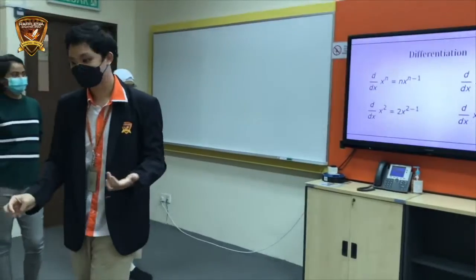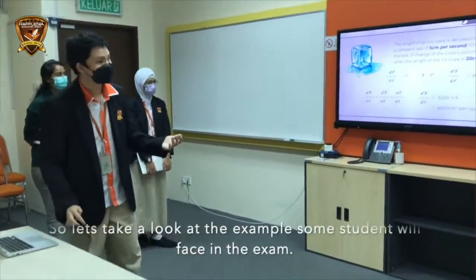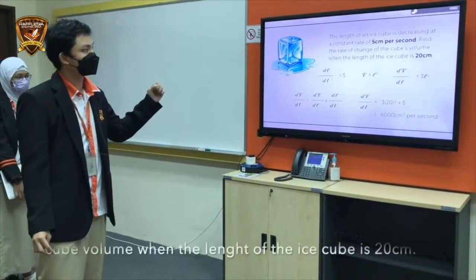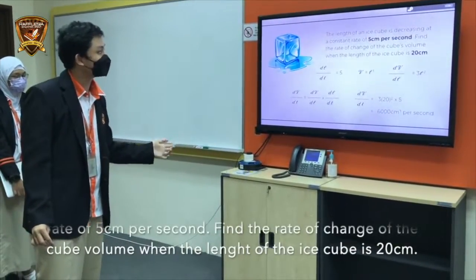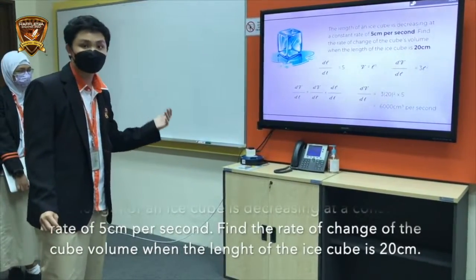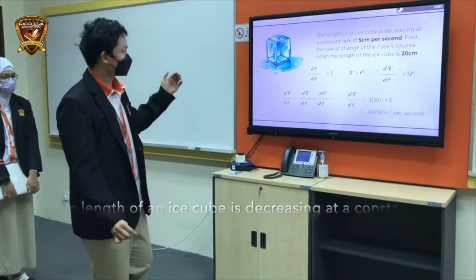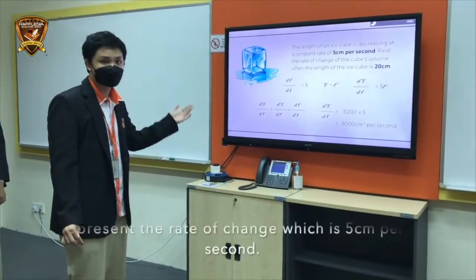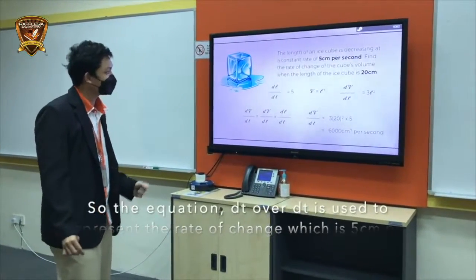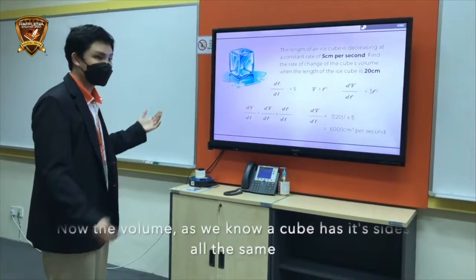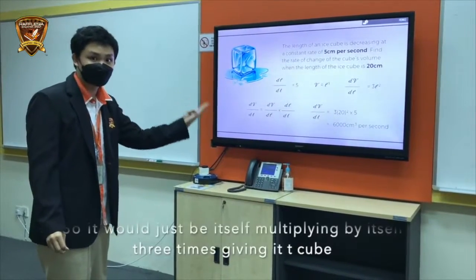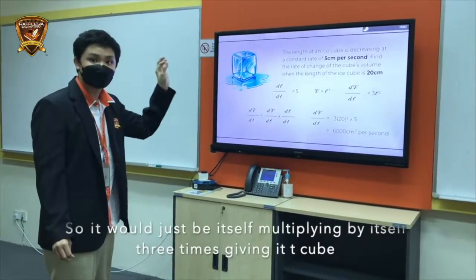So let's take a look at an example that some math students will face in their exams. The length of an ice cube is decreasing at a constant rate of 5 centimeters per second. Find the rate of change of the cube's volume when the length of that ice cube is 20 centimeters. So the equation dt over dt is used to represent the rate of change, which is 5 centimeters per second. Now the volume, as we know, a cube has its sides all the same. So it would just be itself multiplied by itself 3 times, giving it t cubed.